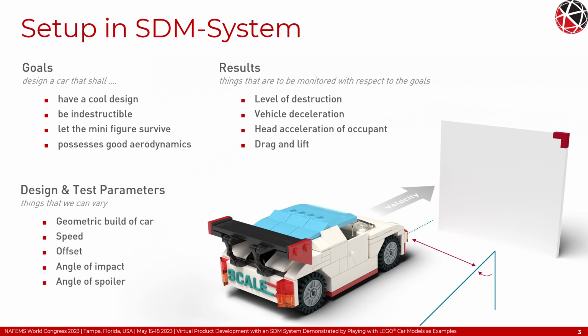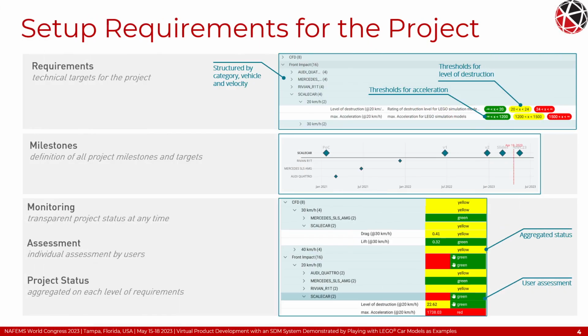However, I stuck with the idea to use Lego models for our SDM system to just demonstrate the capabilities of an SDM system. I started to define all the goals and all the testing parameters. I uploaded the geometry of the car and also defined processes to automatically extract key performance indicators, such as the level of destruction, and the drag and the lift for aerodynamics, from the actual model. On the next slide, I will explain this in more detail on this small example.